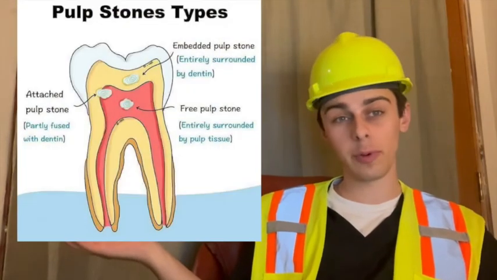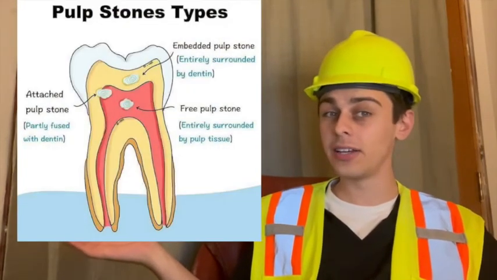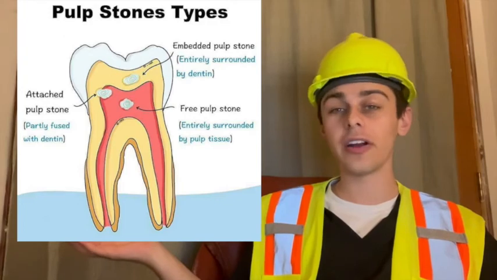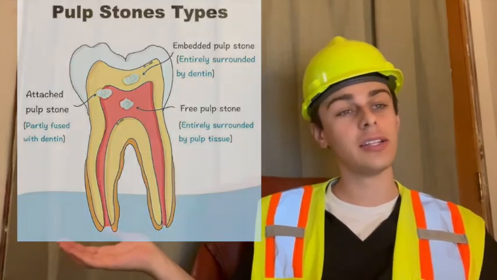So, these stones are classified based on the location to dentin. There are free, which are in the pulp. There are attached to dentin, and there is embedded, which are in the dentin.